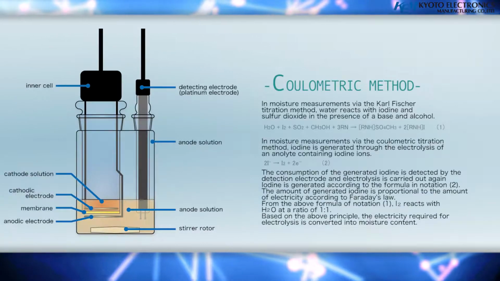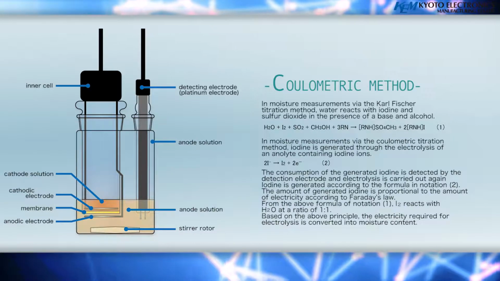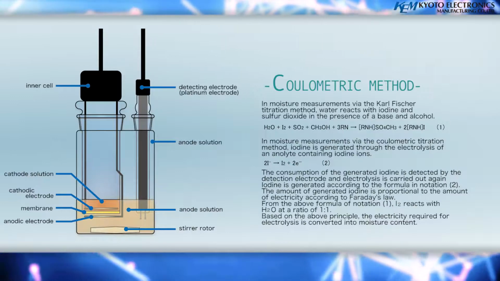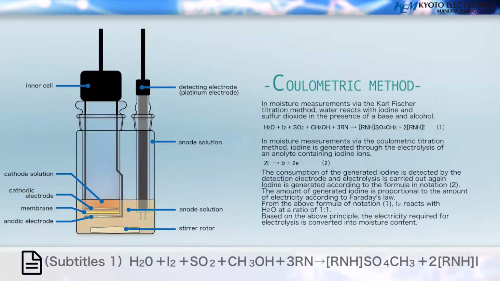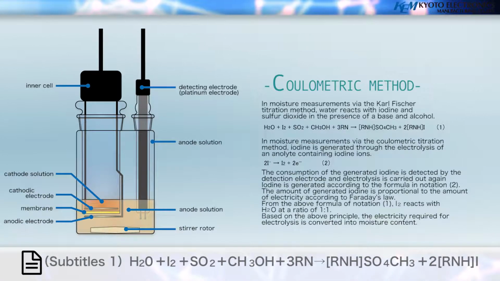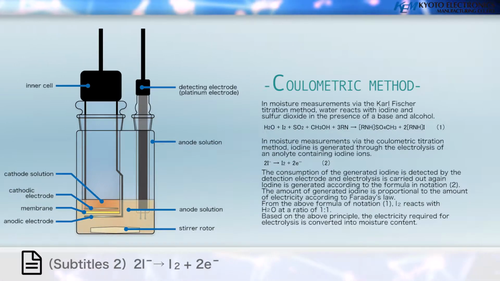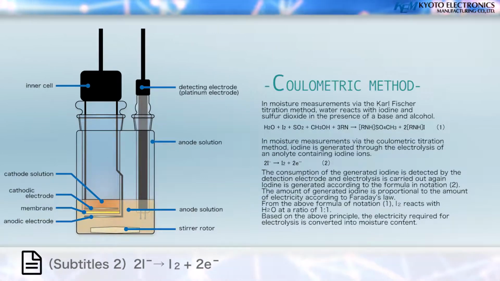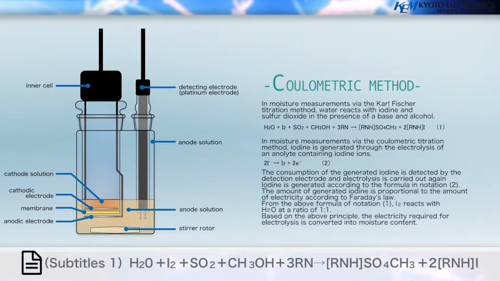In moisture measurements via the coulometric titration method, iodine is generated through the electrolysis of an analyte containing iodine ions. Notation 1. The consumption of the generated iodine is detected by the detection electrode, and electrolysis is carried out again. Notation 2. Iodine is generated according to the formula in Notation 2. The amount of generated iodine is proportional to the amount of electricity according to Faraday's law.